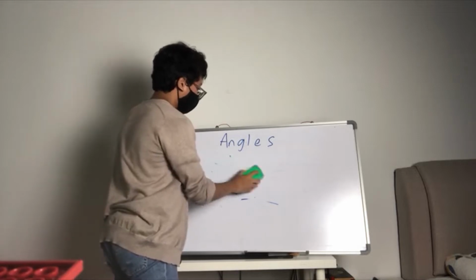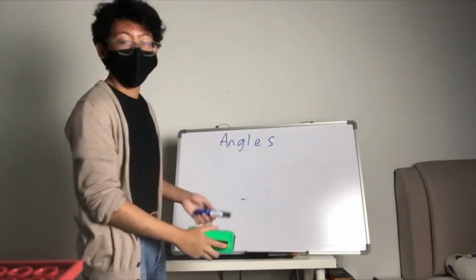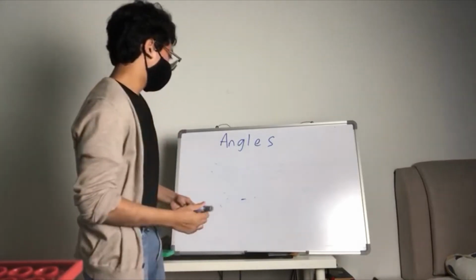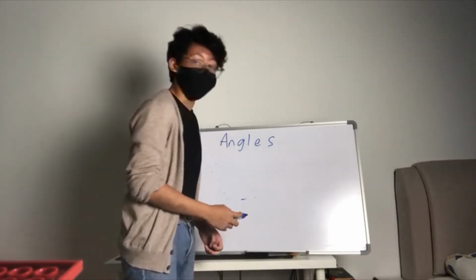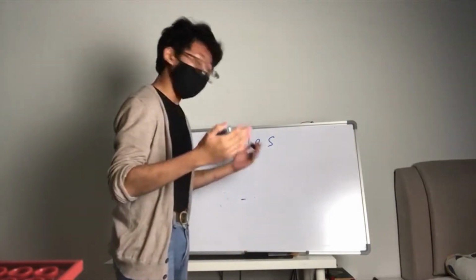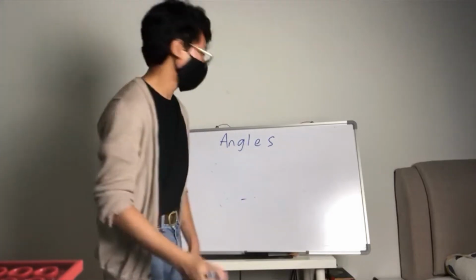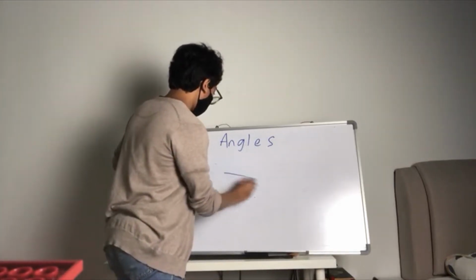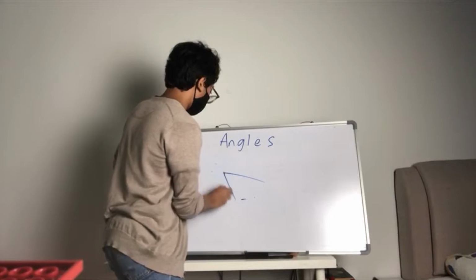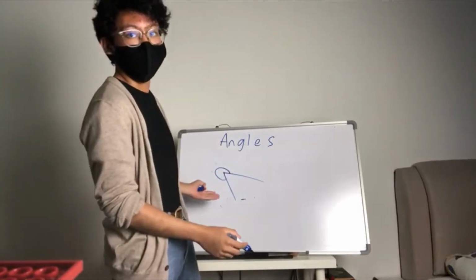Now the next angle would be a straight line. A straight line is exactly 180 degrees. Now the next angle would be the reflex angles. Reflex angles are angles that are above 180 degrees but below a whole circle. So, for example, they would look something like this. Something similar to this.